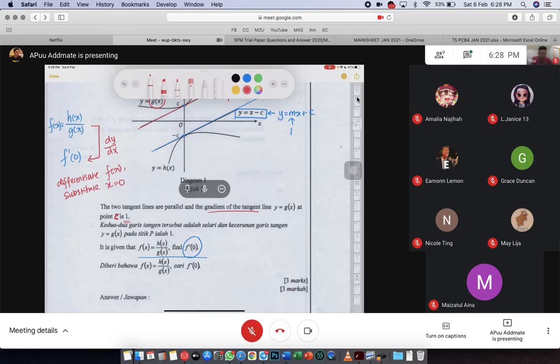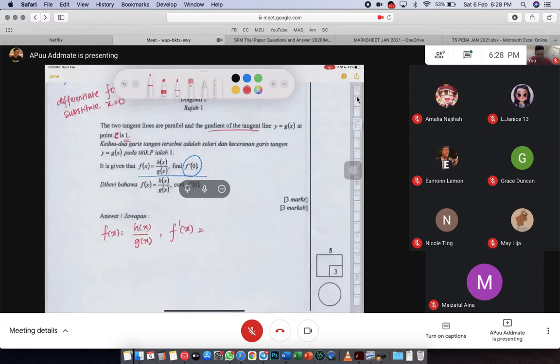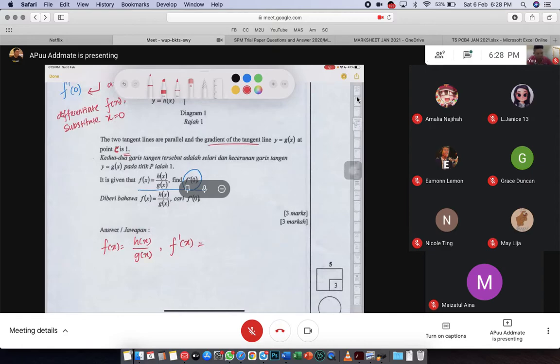Alright? Okay. Now, this is the tricky part. When I have fx equals hx over gx, how do I differentiate this thing? That is a very serious part. Okay, so how do I differentiate this part? Alright, this thing here is something that I say is very smart. The teacher who made this question is really clever. Okay, so how do I put this one?